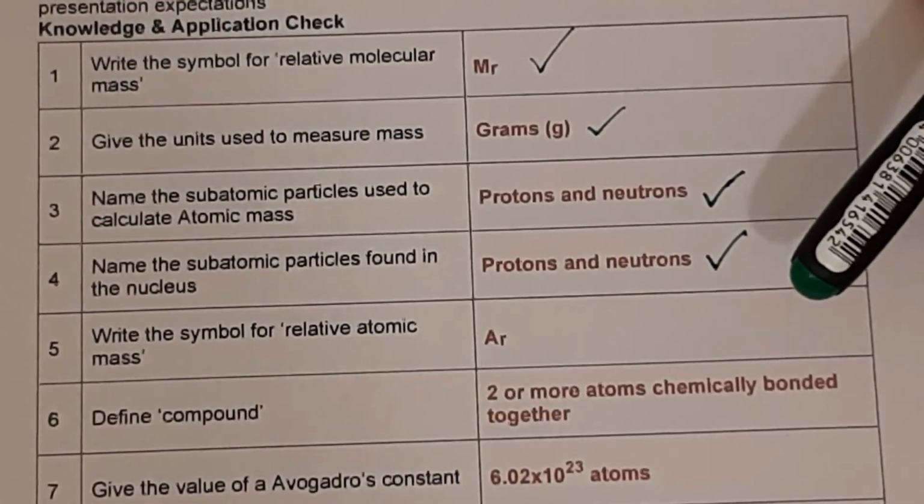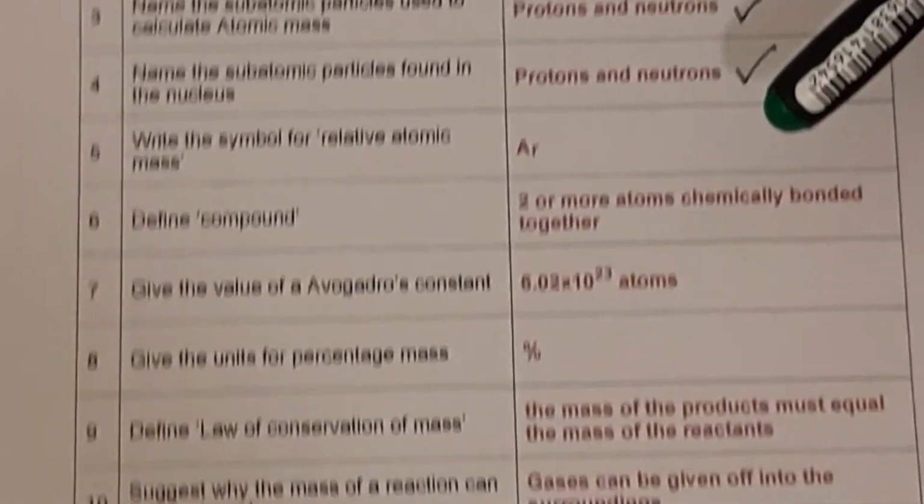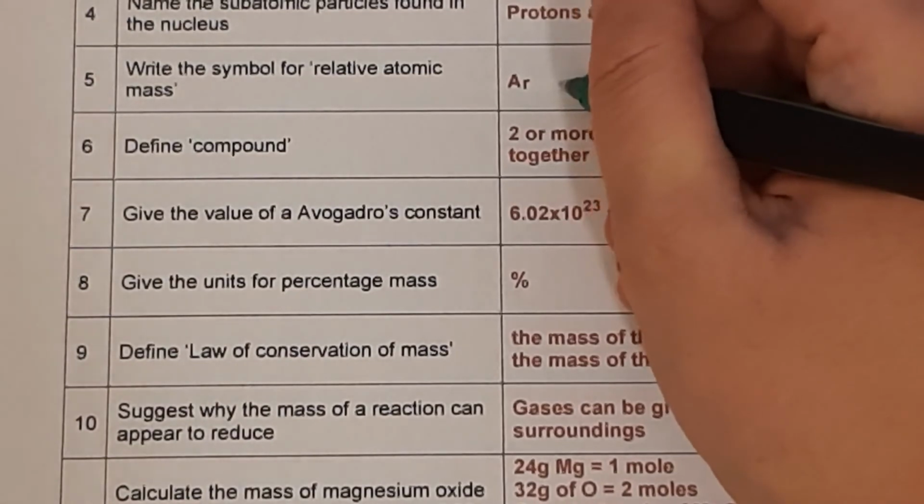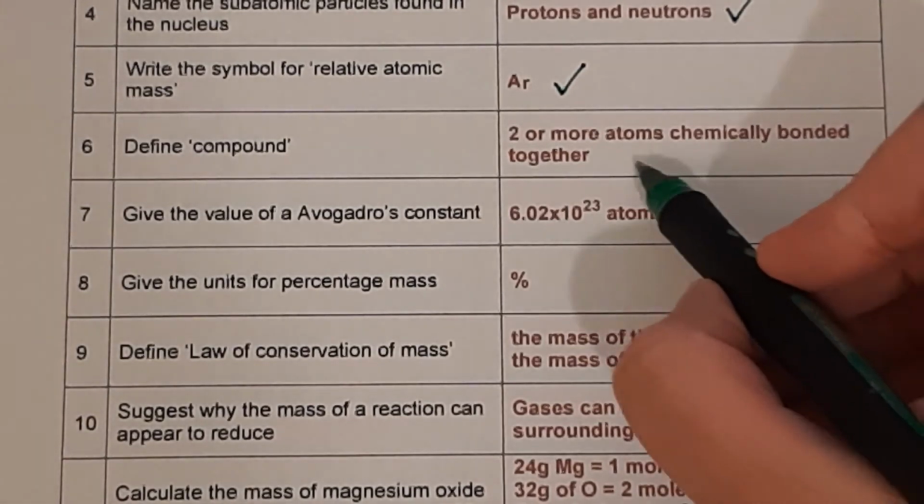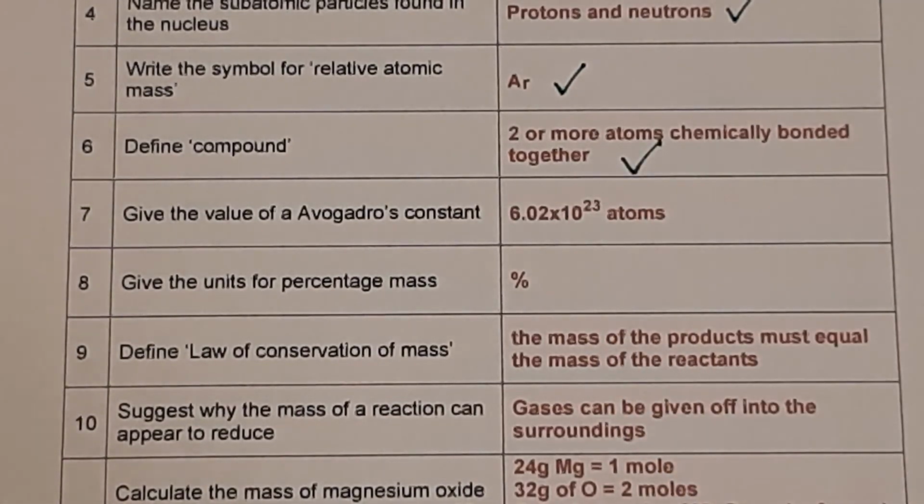Question 5, write the symbol for relative atomic mass. Well, that is capital A, lowercase r subscript. Question 6, define compound. It's 2 or more atoms chemically bonded together.